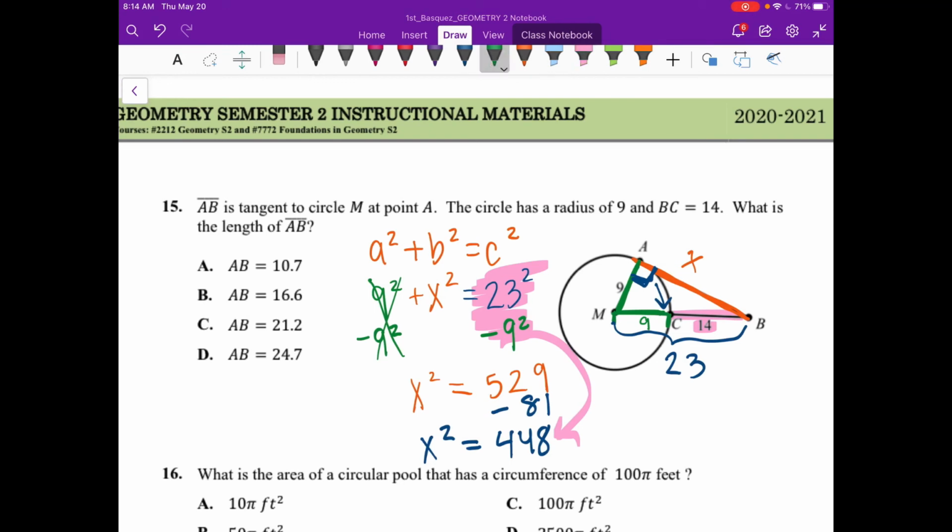Okay, so now that we have both of those values, all we have is x squared, but I want to know what x is first because that's what I'm looking for. I'm looking for AB. I labeled that as an x, so I have to take the square root. Using second, x squared in the calculator is how that's going to give you the answer, and x comes out to be 21.2, which is answer choice C. Okay.